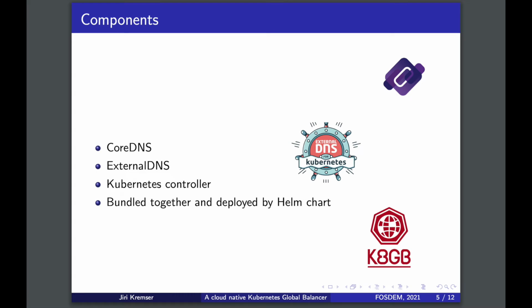In the animation, the representation of k8gb was oversimplified and it was all represented as the red heptagon. But let's look more deeply into those components, what they are and what they do. It consists of CoreDNS, external DNS, and the controller itself. The first two are well-known open source projects. Everything is bundled together and deployed by Helm chart.